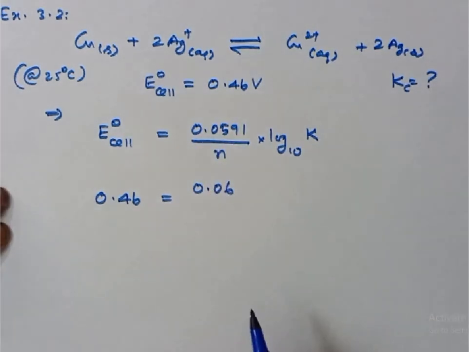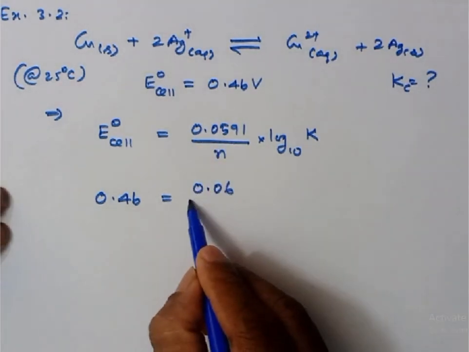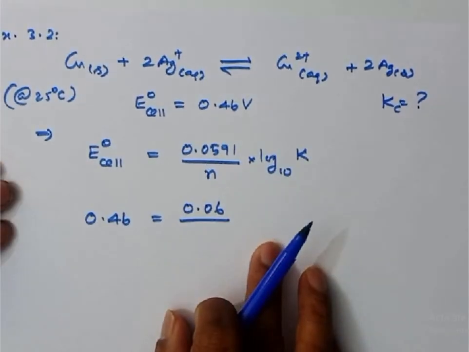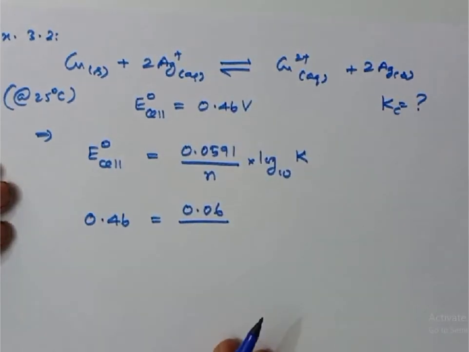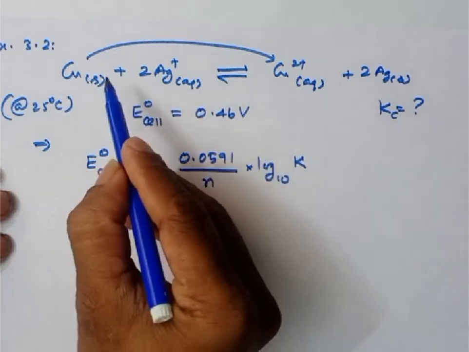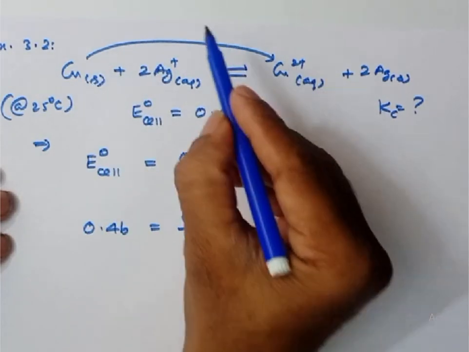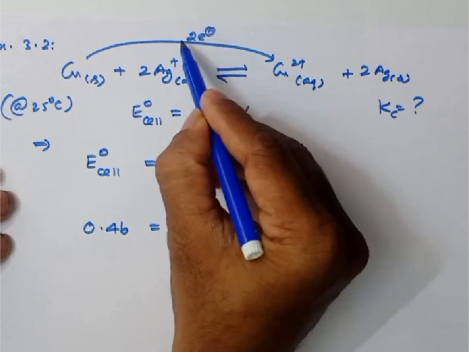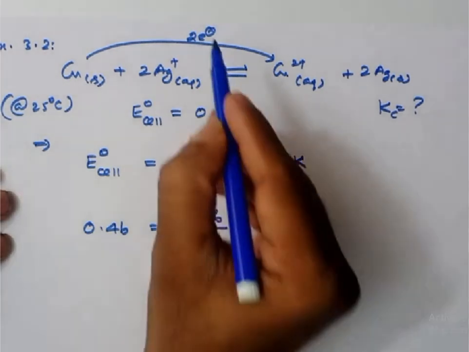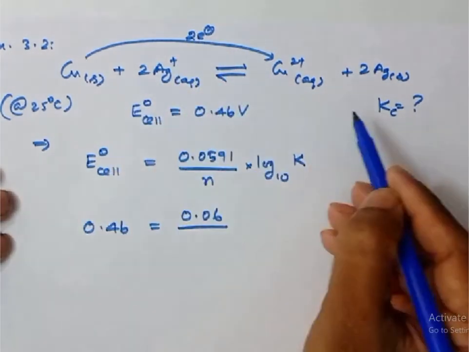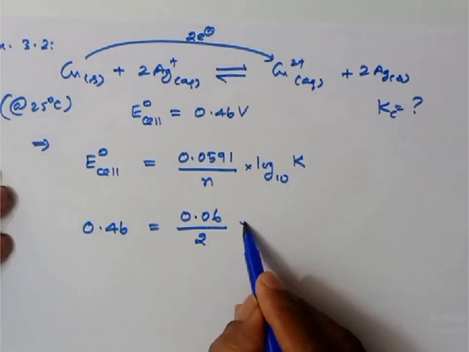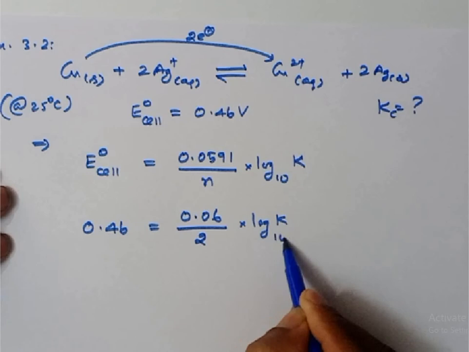E0 cell value is available, 0.46 volt, and here 0.059 you can round to 0.06, divided by n value. What is n? The number of moles of electrons involved in this reaction. See, copper becomes copper 2 plus by releasing 2 electrons in this balanced equation. So the number of electrons involved is 2. So 0.06 by 2 into log K base 10.